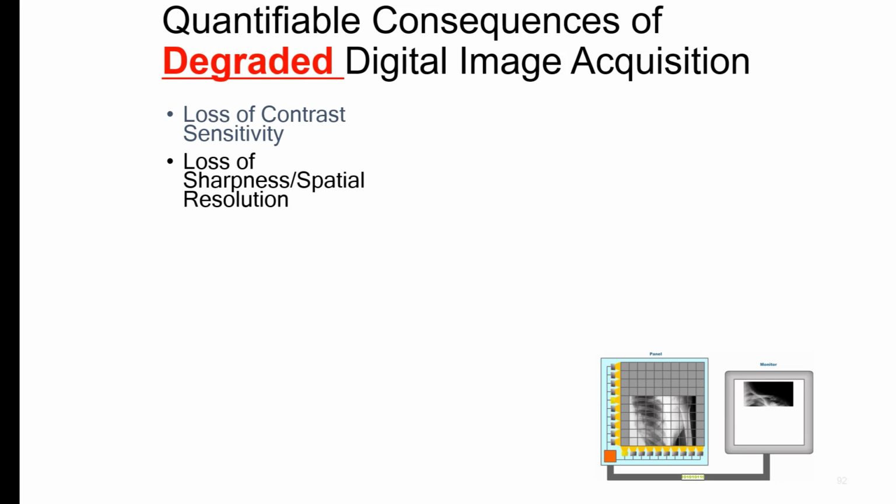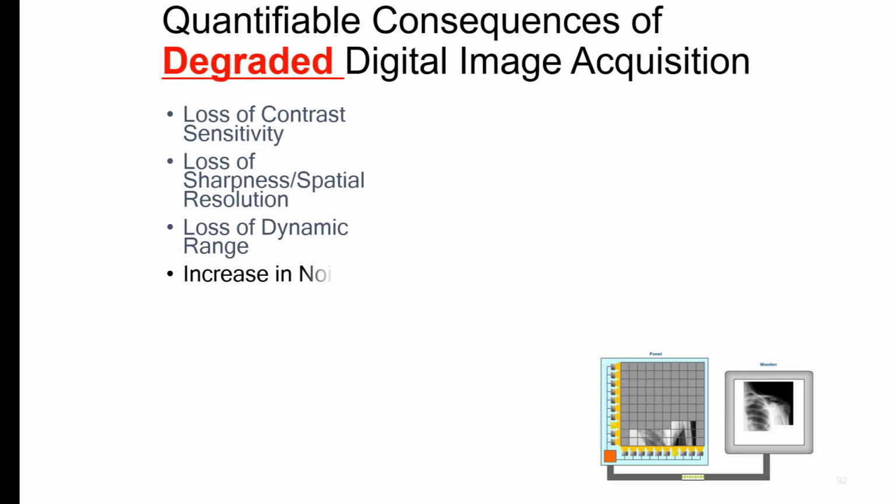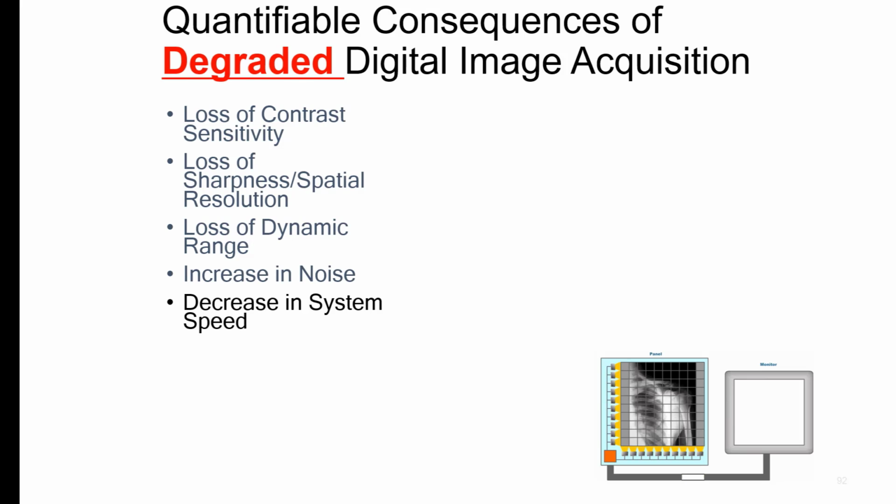Let's take a look at the differences between film screen and a digital acquisition image receptor. If we used all of the techniques like we did in film screen, we would actually degrade the image that we're trying to acquire. We would lose contrast and sensitivity. We'd lose sharpness and spatial resolution. We'd lose the dynamic range. We'd get an increase in noise. And we'd get a decrease in the system speed itself and have geometric distortion and end up with artifacts.